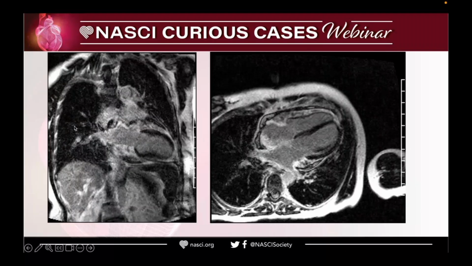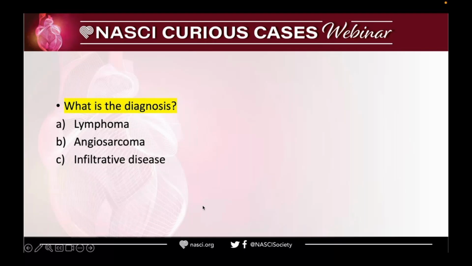This is the post-contrast LGE images and shows extensive enhancement of the areas that we suspected there is some soft tissue infiltration. What do you think the diagnosis is? Do you think it's lymphoma? Do you think it's cardiac angiosarcoma? Do you think it is infiltrative disease? Any thoughts?